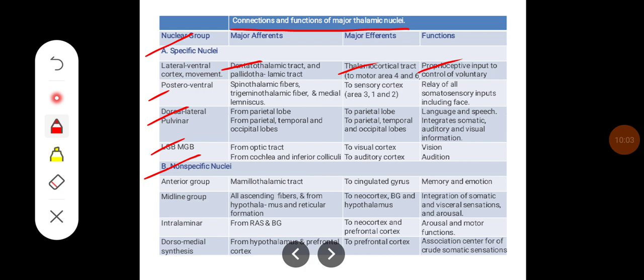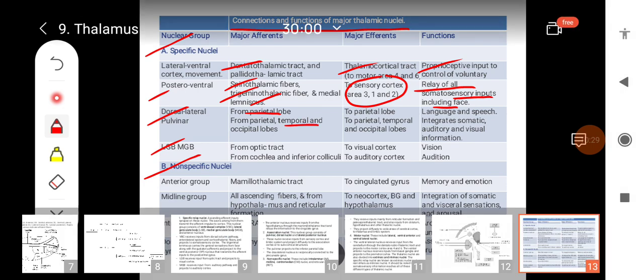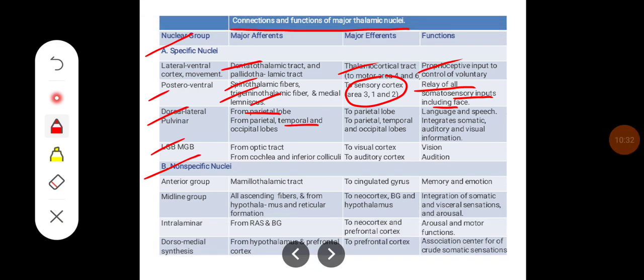The posterolateral nucleus receives information from spinothalamic fibers, trigeminothalamic fibers, and the medial lemniscus, whereas it gives its projections to the sensory cortex. So this is the relay center for all the somatosensory input, including the face. The dorsolateral and pulvinar receive information from the parietal cortex, temporal and occipital lobe, and they project to the parietal, temporal and occipital lobes. They are involved in language and speech. They integrate somatic, auditory, and visual information as well.